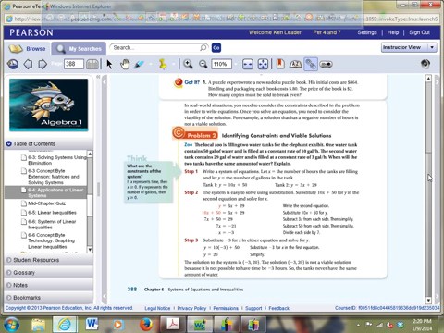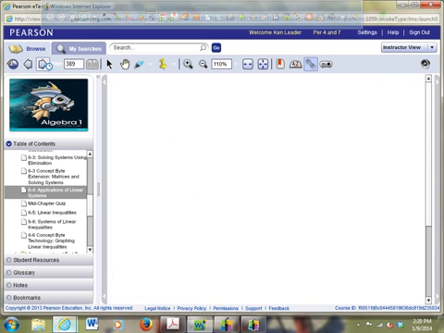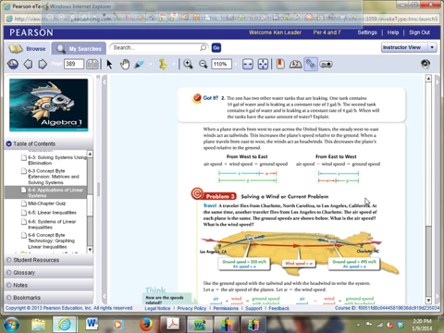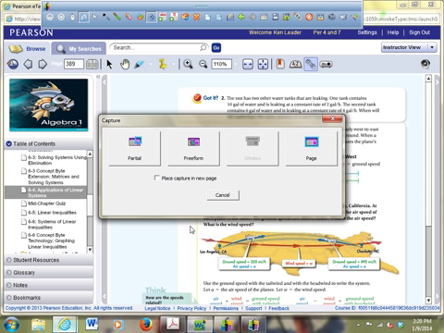All right, so let's go on to the next page. Let's look at this one. This is a really good problem as well. And we'll place that in a new page.